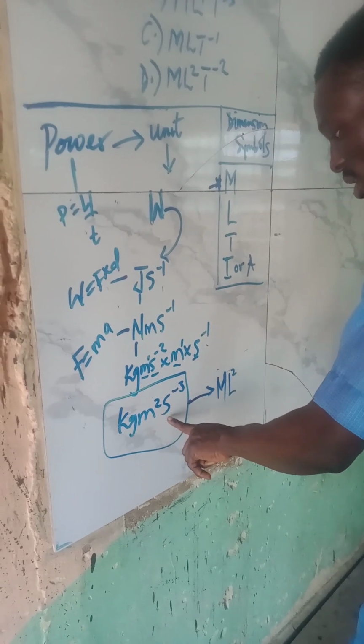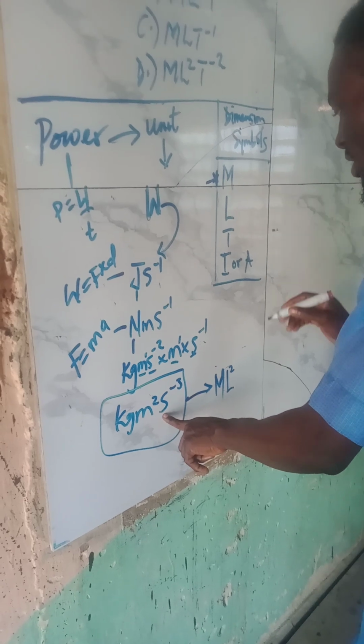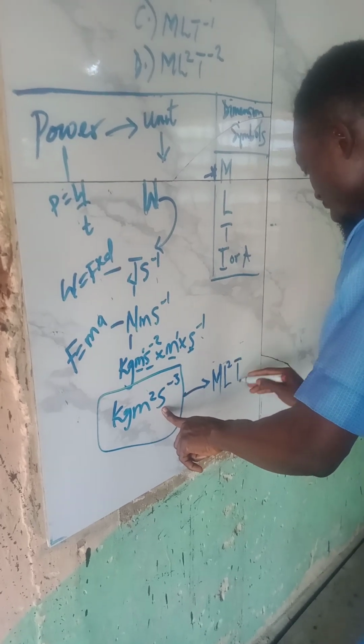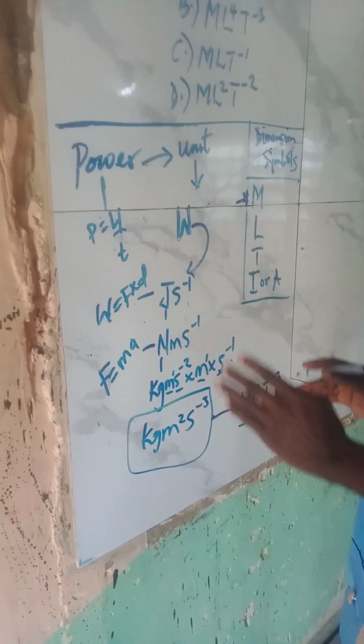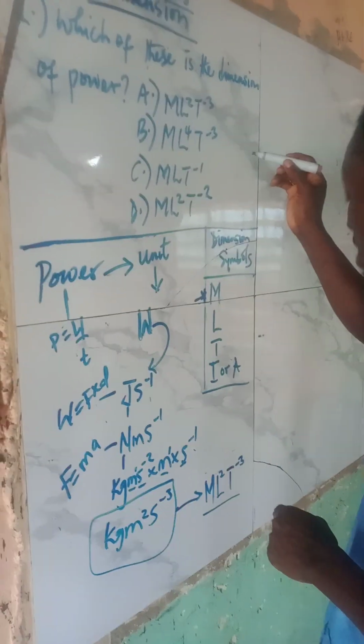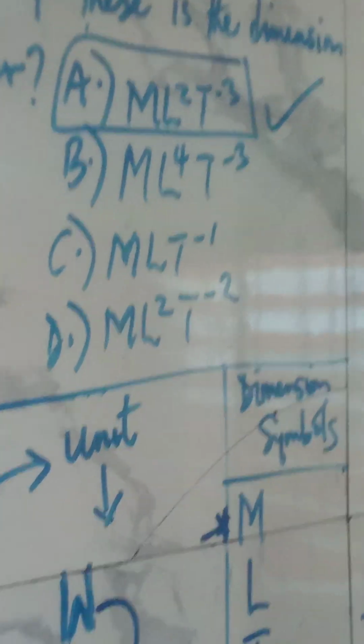Of course, you put it there. Now, seconds is the unit of time. The dimension symbol for time is T raised to the power minus 3. This is the dimension of power. And of course, coming back here, option A is the correct answer.